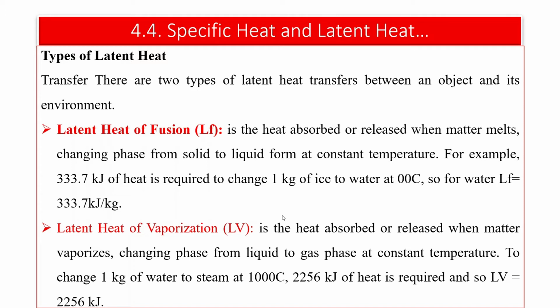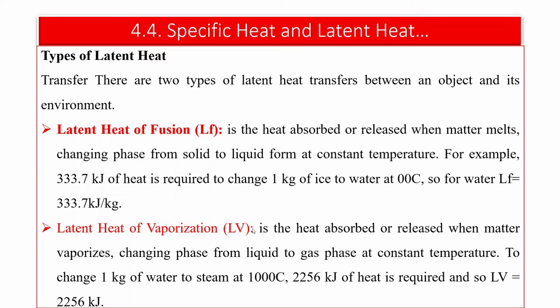Okay, latent heat of fusion. There are two types of latent heat transfer between an object and its environment. Latent heat of fusion is the heat absorbed or released when matter melts, changing from solid to liquid form at constant temperature. For example, 333.7 kilojoules of heat is required to change 1 kilogram of ice to water at 0 degrees Celsius. So for water, the latent heat of fusion is 333.7 kilojoules per kilogram.